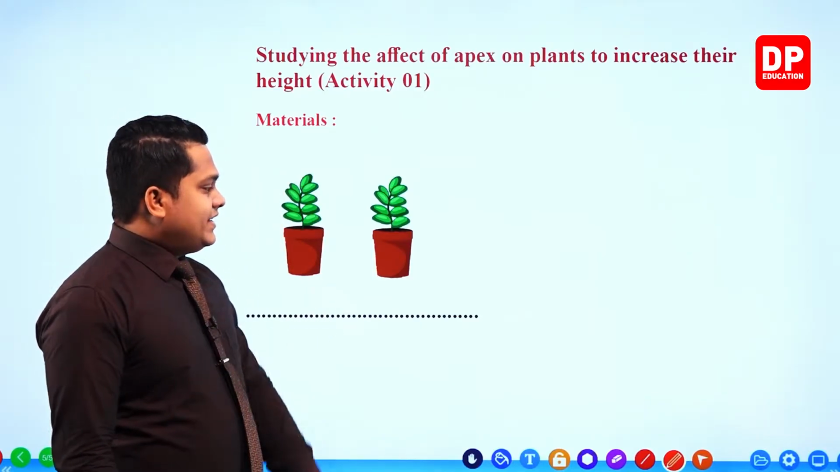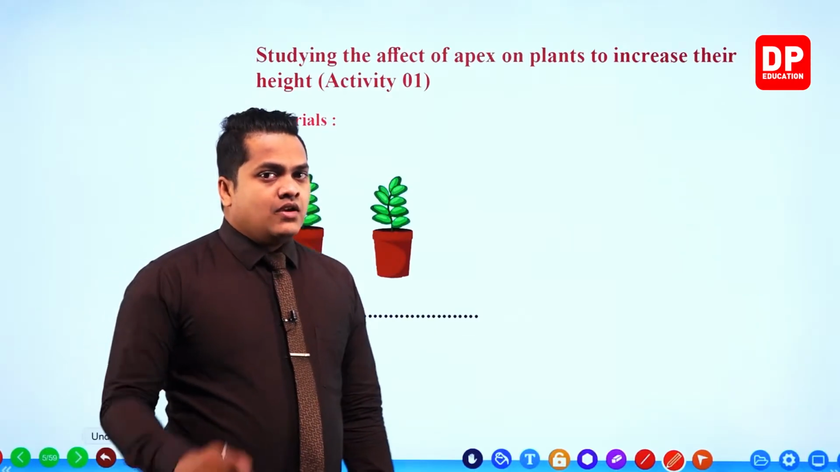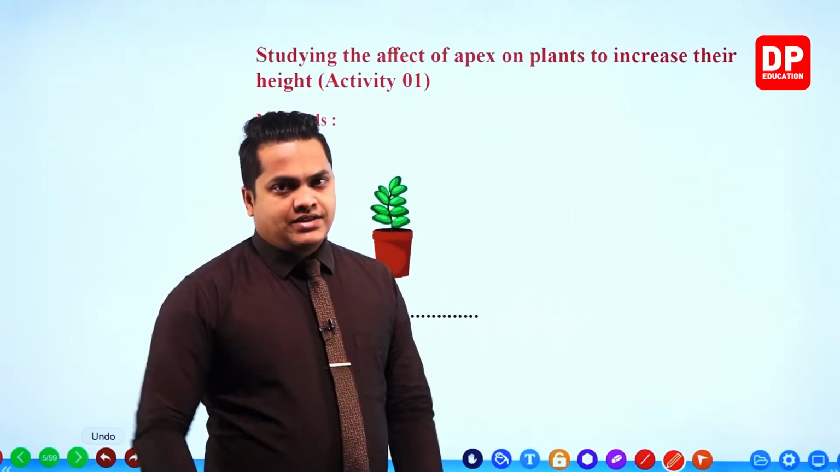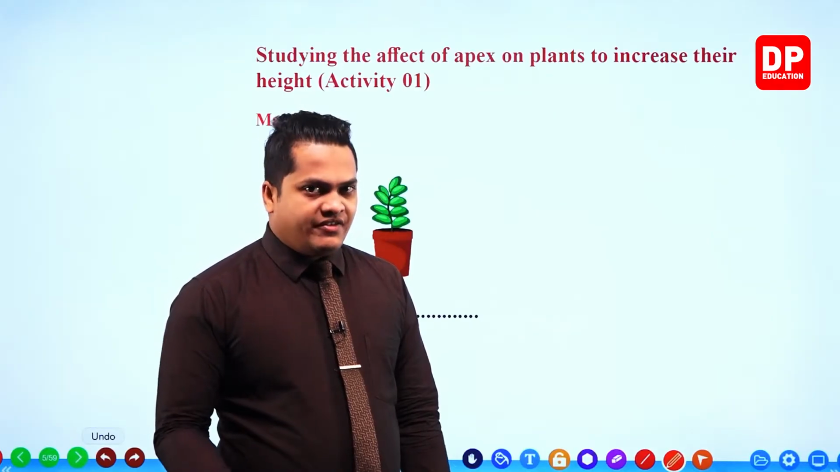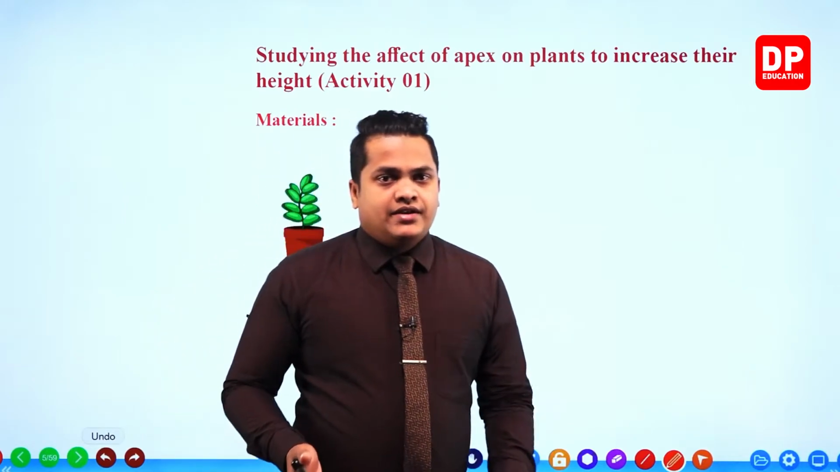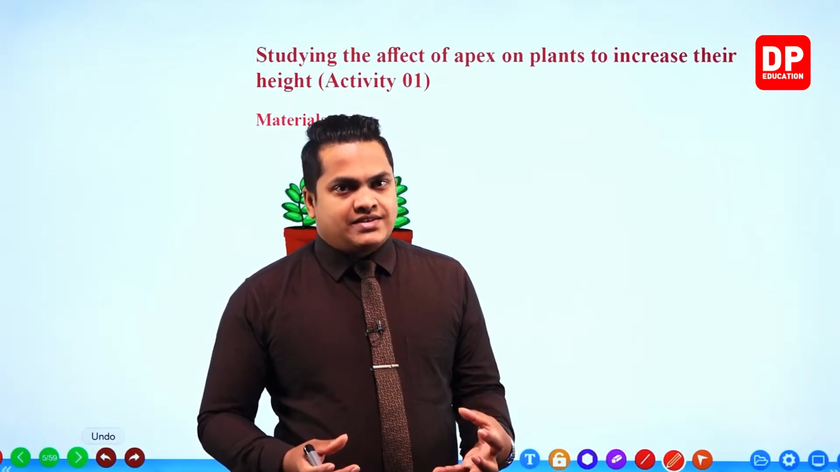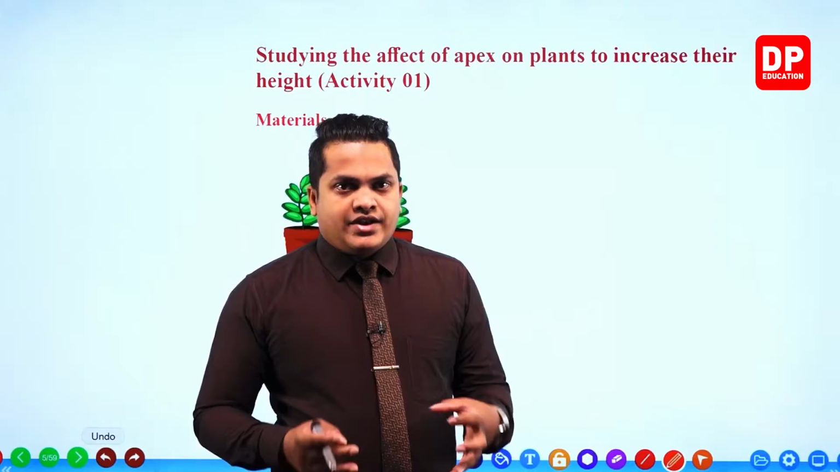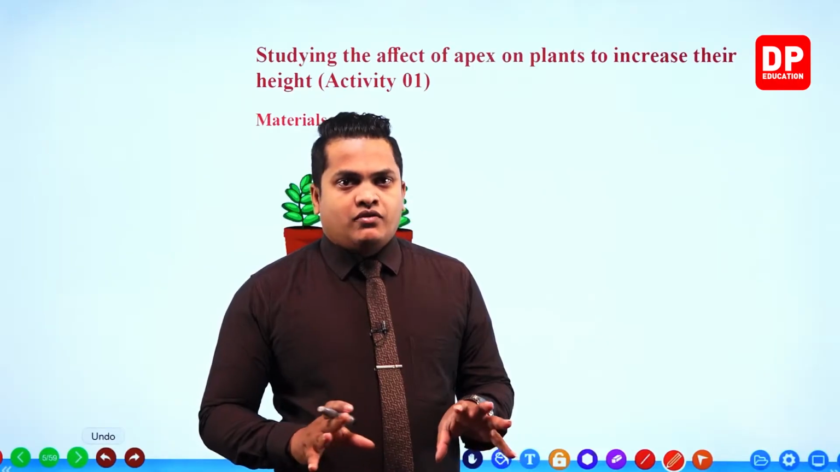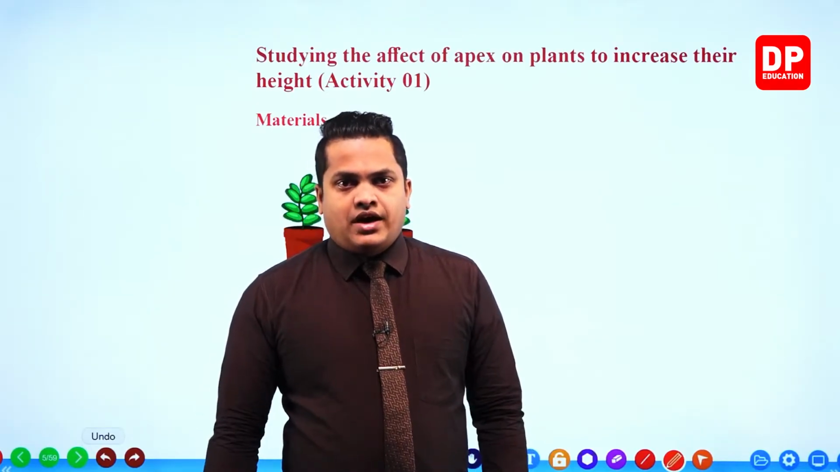You'll be needing these materials when doing this experiment. This experiment is very simple. You'll be needing two potted plants with similar heights. If you can't find plants with similar height, my dear children, you can grow two plants from seeds and keep them in the same pot for a few weeks. Then you can get plants with similar heights.